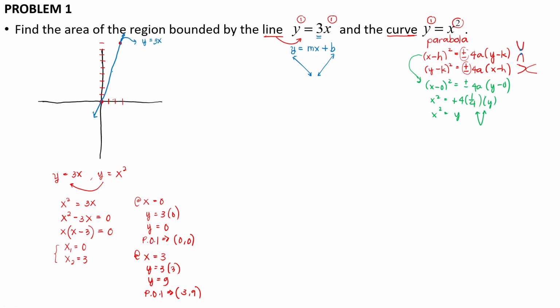So meaning, this one is in this direction here. Of course, the counterpart of this one is on the left side, right? Okay, so this green graph here is your y equals x squared. So the region bounded by the two graphs is this one between the blue and the green one, this particular region here.